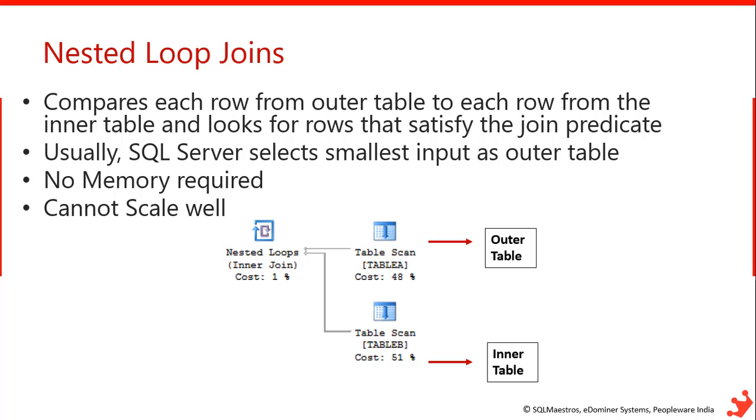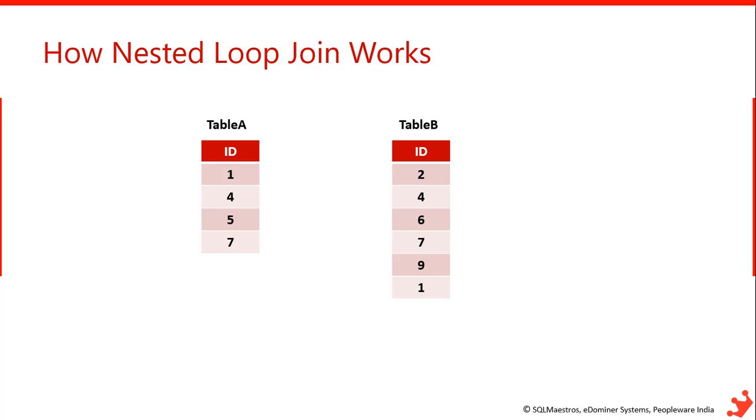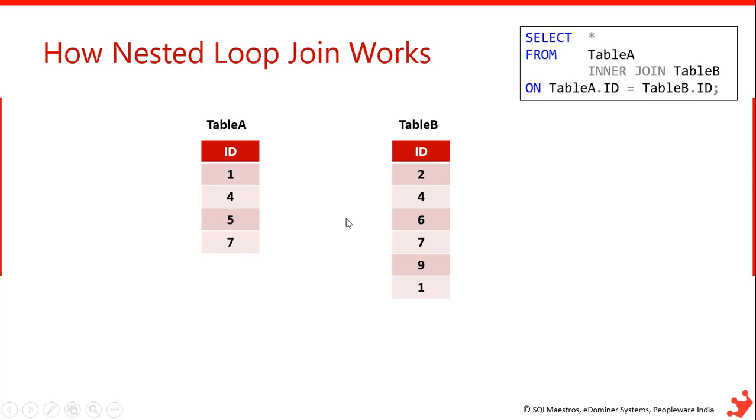Let's see nested loop join with one more basic example. Consider a table A having an ID column with 4 records, and a table B having an ID column with 6 records. Say you want to join these two data sets with an inner join. This is the query, and assume that SQL Server has decided to perform a nested loop join. How is this algorithm going to work? First, SQL Server will select the smallest table as the outer table. In this case the smallest table is table A because it has only 4 rows compared to table B. So table A is our outer table and table B is our inner table.